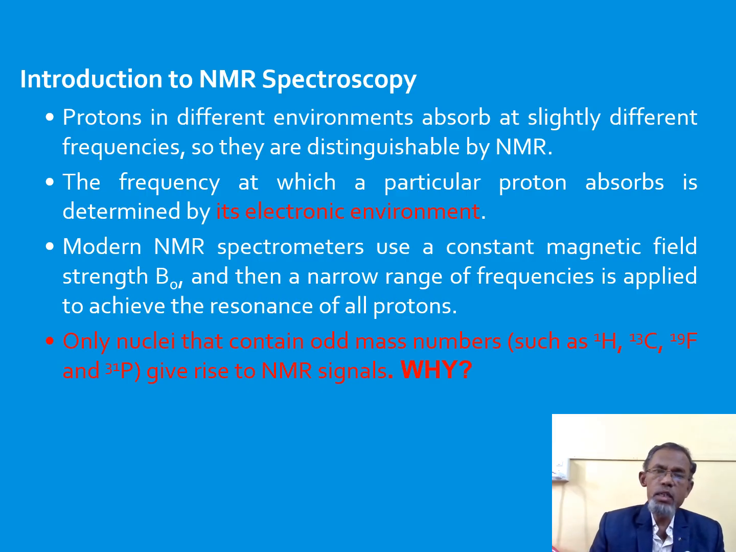Indeed, it is a very important point that the appearance of a signal in the NMR spectrum depends upon the type of the proton, and type of the proton means the electronic environment of that particular proton present in the molecule. Further, the modern NMR spectrophotometer uses a constant magnetic field strength, and then a narrow range of frequencies is applied to achieve the resonance of all protons.